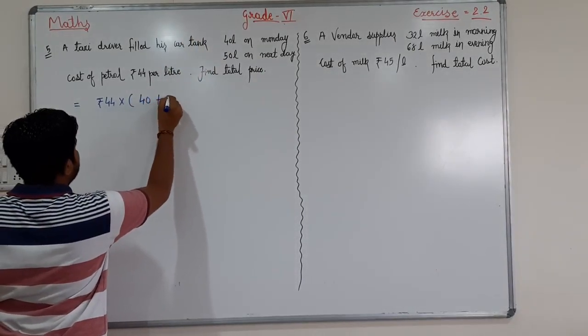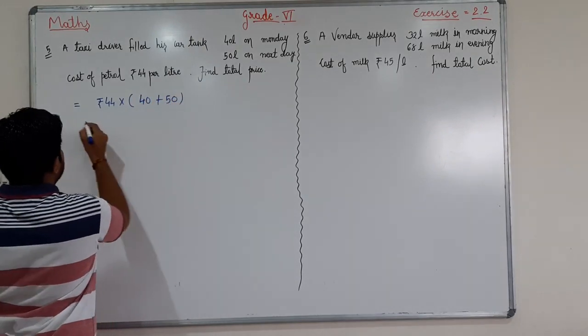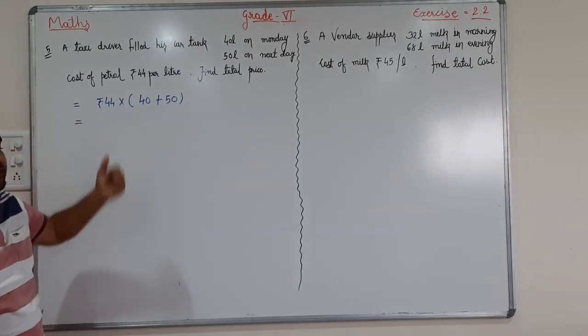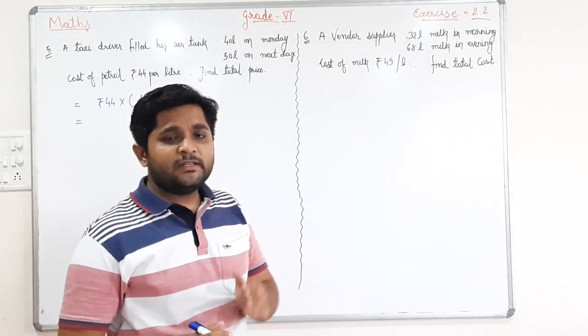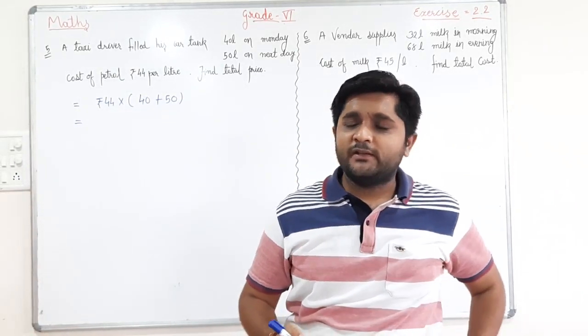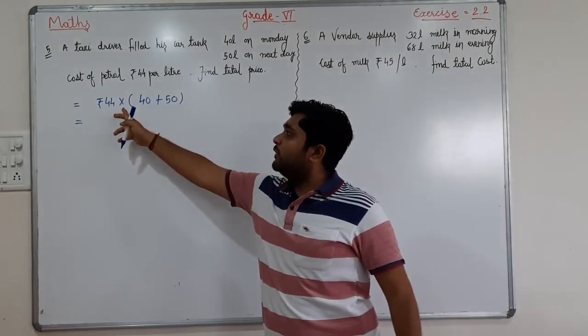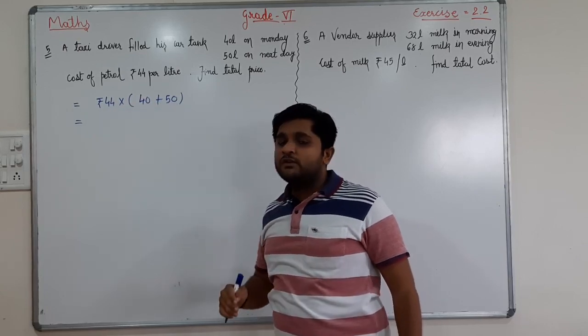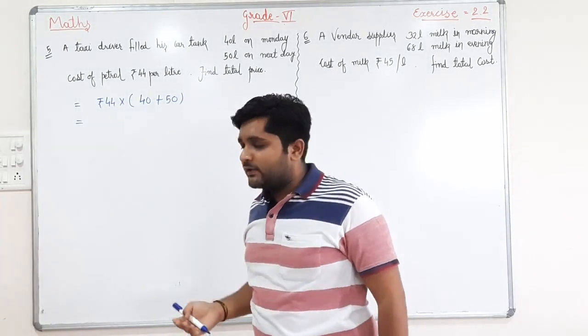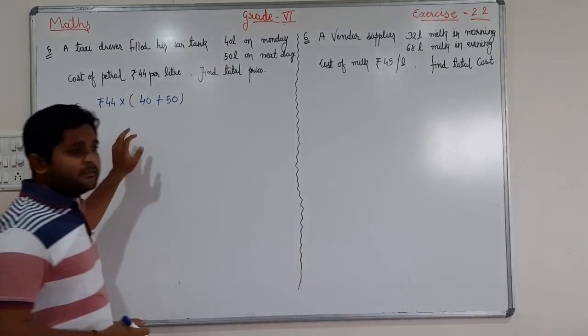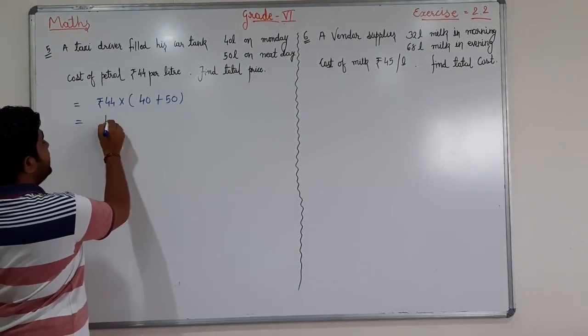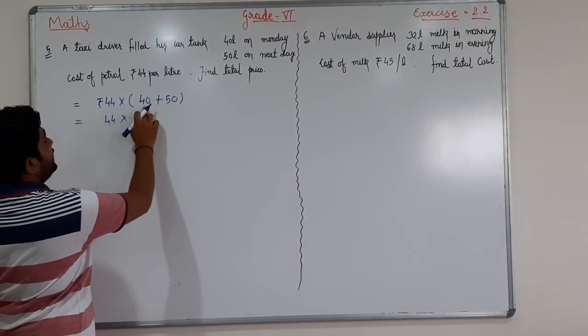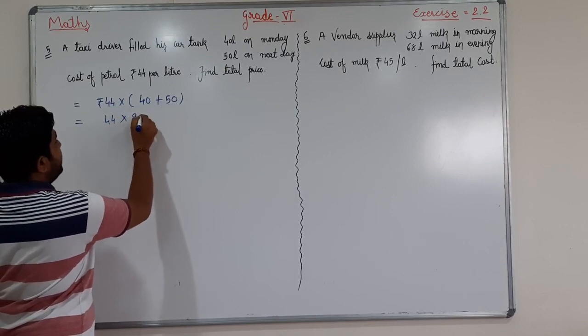40 plus 50. So which property is this? Distributive property is this. So you can do it by both method. You can also distribute 44 multiplied by 40 plus 44 multiplied by 50, or also you can do the direct multiplication over here. Let me do the direct multiplication, means 44 as it is, 40 plus 50, so it's a 90.